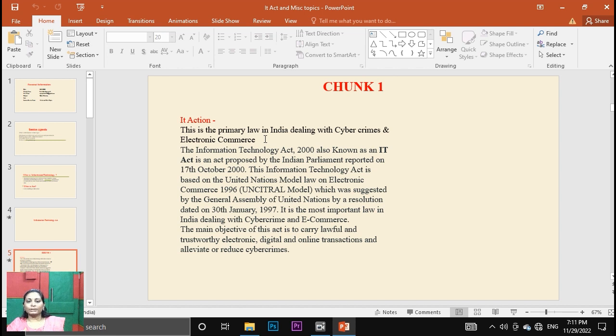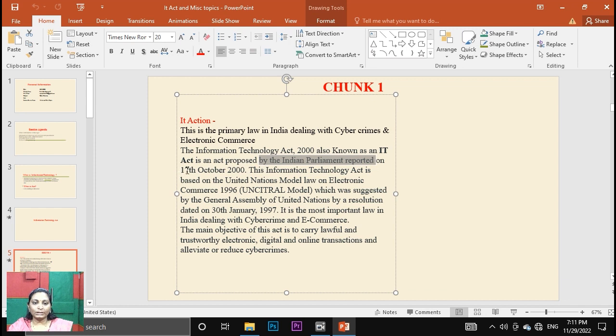The Information Technology Act 2000, also known as the IT Act, is an act proposed by the Indian Parliament, reported on 17th October 2000. This Information Technology Act is based on the United Nations Model Law on Electronic Commerce 1996, which was suggested by the General Assembly of the United Nations by a resolution dated 30th January 1997.